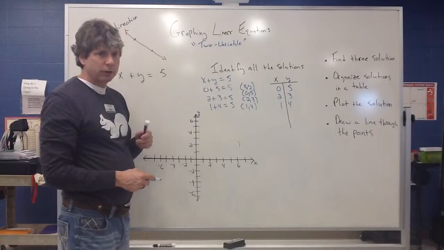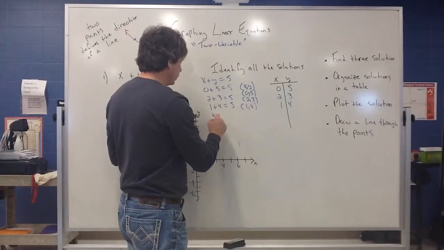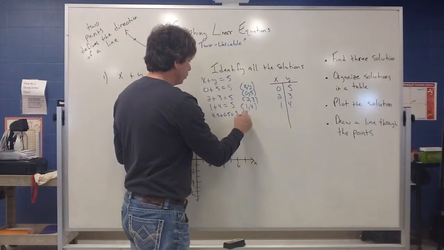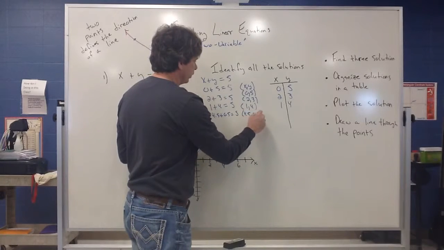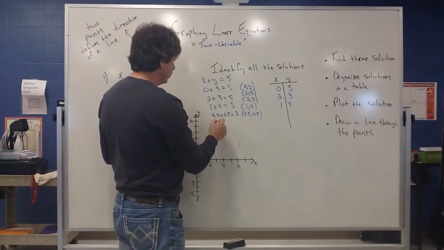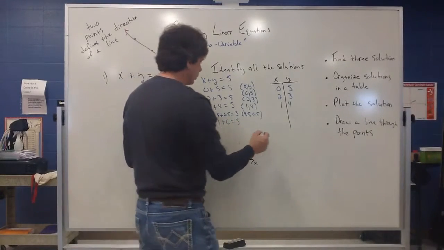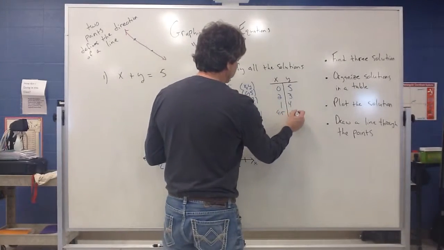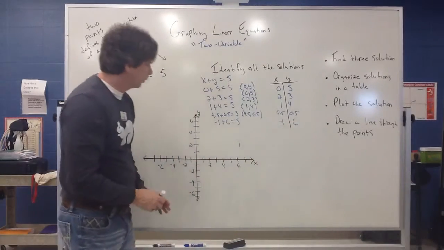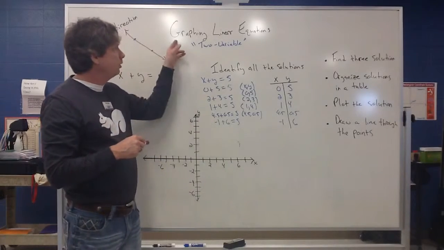And these aren't the only solutions. I could actually think in terms of fractions and decimals if I want to. If I had 4.5 and 0.5, that's going to give me 5. So 4.5, 0.5 would also be a solution. I could even get into negative numbers. I could say if x is -1, y would have to be 6. -1 plus 6 would also give me a 5. So through my reasoning, what I'm picking up on is, wait a minute, there are going to be a lot of solutions here. So that's why we get into graphing linear equations.